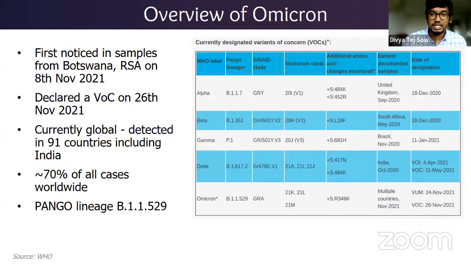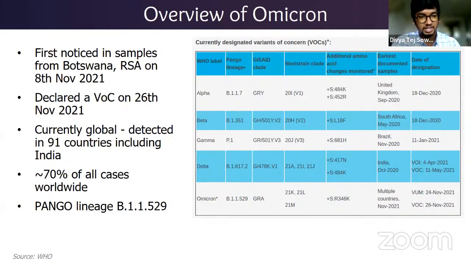It was the fastest variant, which was actually elevated to the status of variant of concern. And at that time, people weren't sure why, but in hindsight, it makes sense that it was flagged at that time itself, because although it started in Southern Africa, despite all the travel bans and whatnot, it very quickly became global.